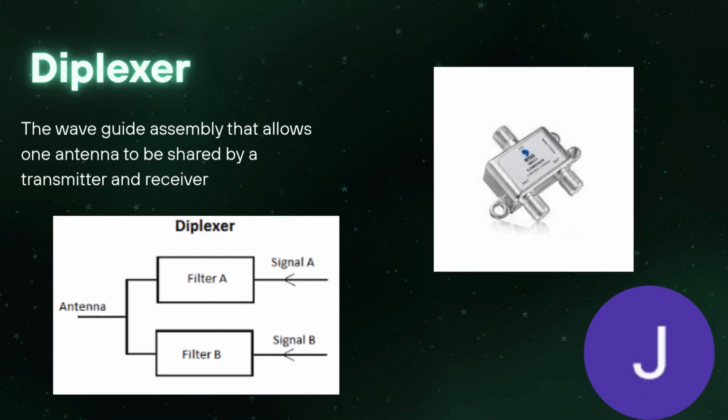Diplexer, the waveguide assembly that allows one antenna to be shared by a transmitter and a receiver. As you can see, this is the figure of a diplexer. A diplexer allows one antenna to be shared by a transmitter and a receiver. It also acts as a signal separator.